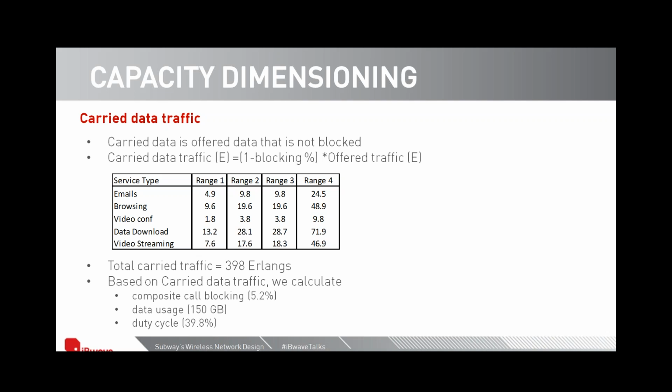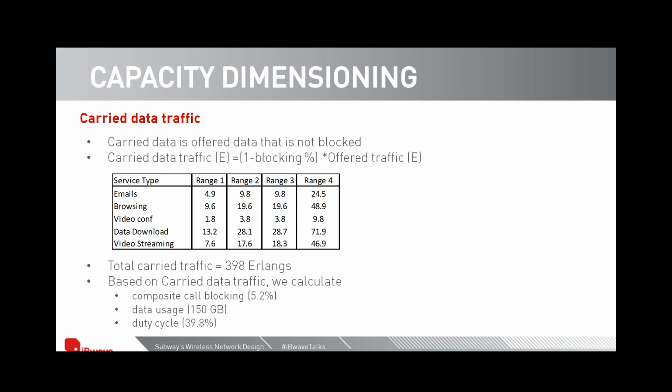In this example, total carried traffic is 398 per length. Offered traffic was 420. So based on those two, we can calculate composite call blocking, which is 1 minus carried traffic divided by offered traffic, which is 5.2%. Data usage is basically carried traffic during rush hour, and that is 150 gigabytes. And duty cycle is almost 40%, which is the utilization rate of your trunks or your PRBs.